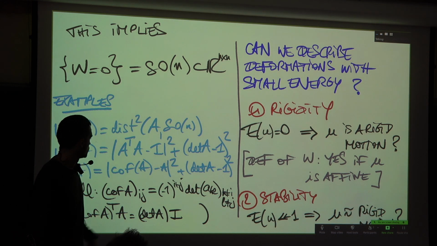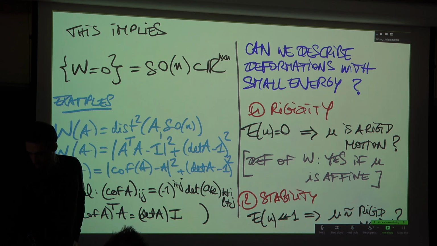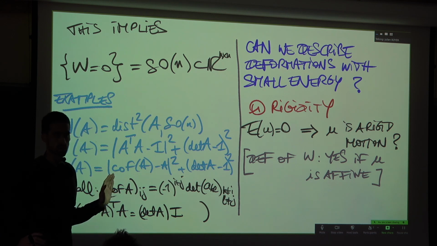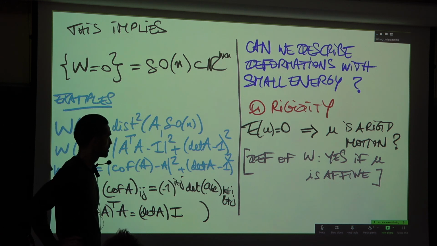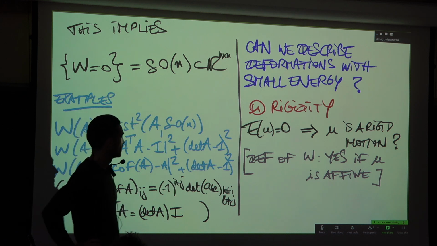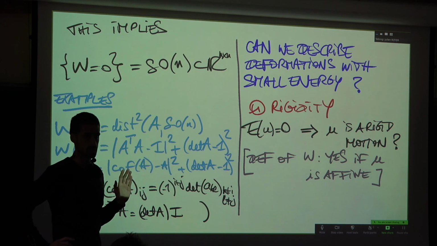Okay. Now, mostly the question I will try to understand in this talk is if I am able to describe deformations, so maps U, which have very small energy. Then the first question is what I call rigidity. I start looking at deformations that have zero energy, right? The first very small is exactly 0. And what I expect is that the only configurations that should have 0 energy should be rigid motions, right?